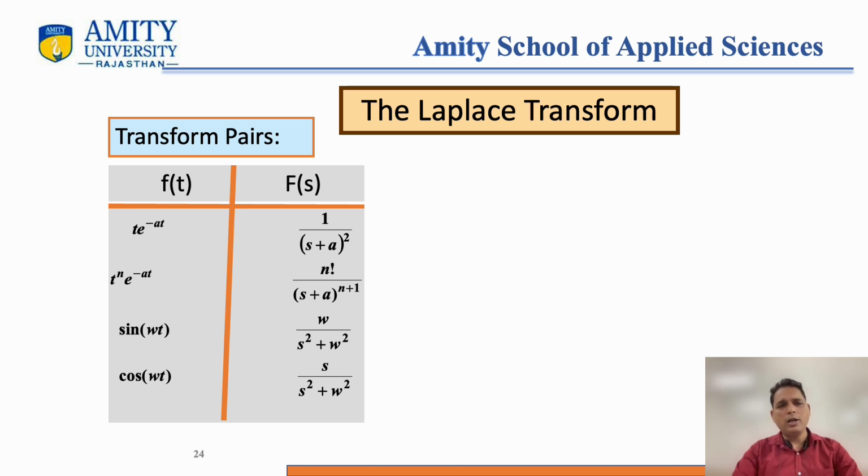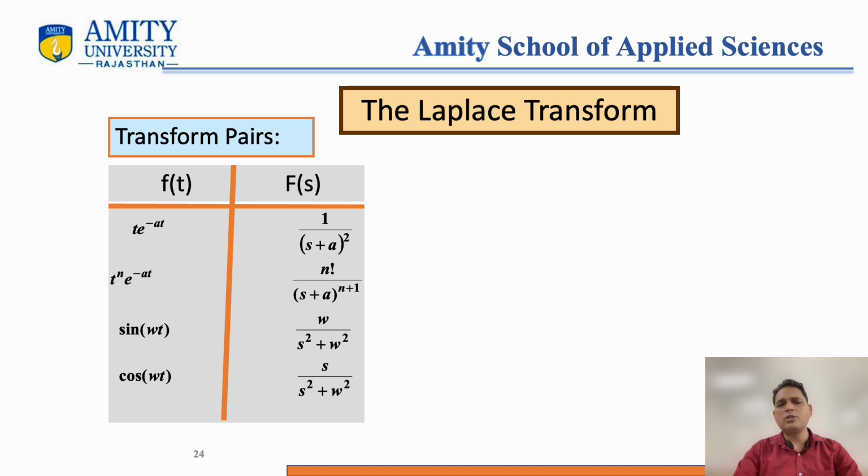So your function's Laplace of t is 1 by s square, and with the shifting approach, the Laplace transformation of t e to the power minus at becomes 1 upon s plus a whole square. In the same manner, Laplace of t to the power n is factorial n upon s to the power n plus 1. When you use the shifting approach, Laplace of t to the power n e to the power minus at becomes factorial n, and your s is replaced by s plus a, so it becomes s plus a raised to the power n plus 1.